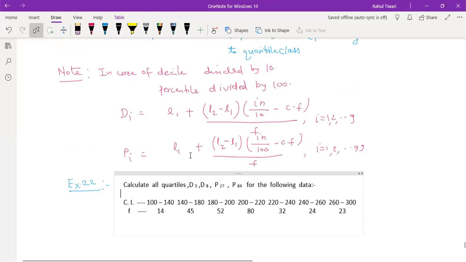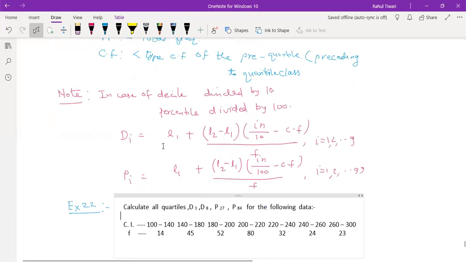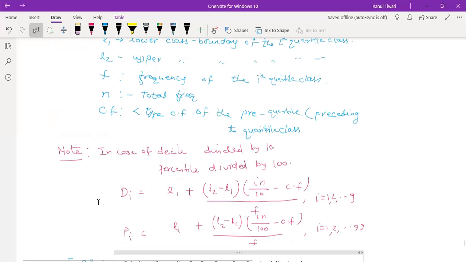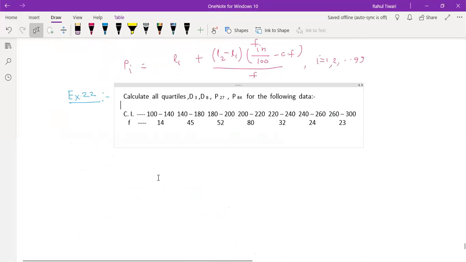What is the first step? If it is an inclusive class, then you have to convert it to an exclusive class, so the data should be continuous. The first step is satisfied: 100 to 140, 140 to 180 and so on. That means it is a continuous class, no problem at all. Then what they are saying is calculate less than CF. So let us find out the less than CF data.